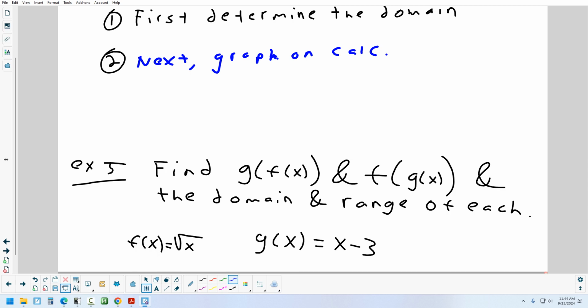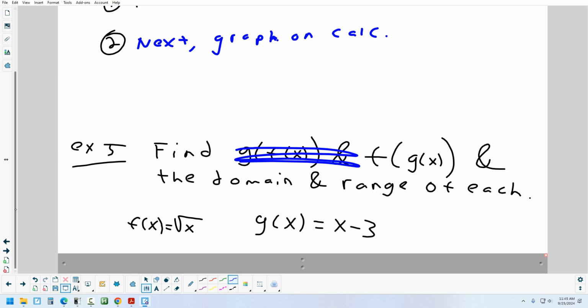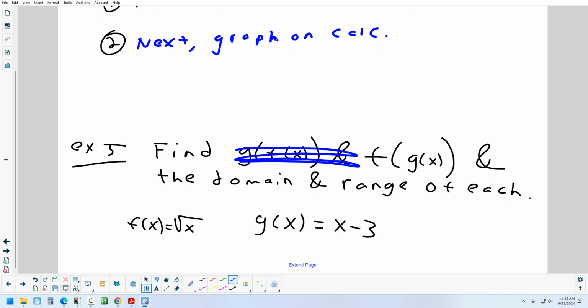All right. I'm not going to do both. Let's just do the second one. There's no reason why. I just don't want to do both. So we're going to find f of g of x.